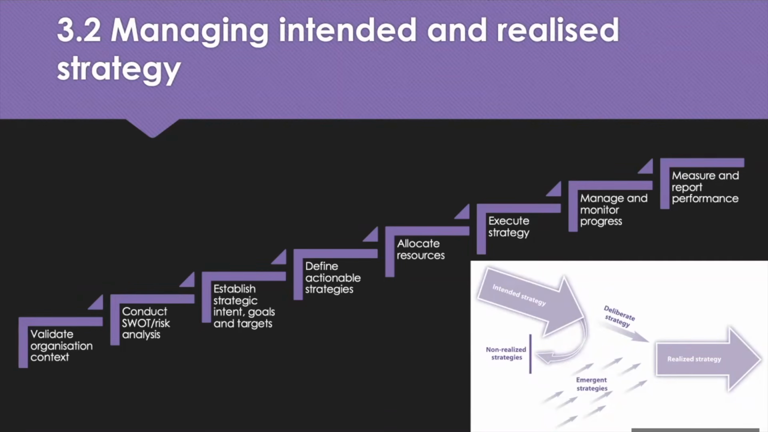Down on the bottom, you can actually see a sort of visualization of what happens with your intended strategy. So as the arrow's going down, you'll see that one coming back on itself. Occasionally you get some non-realized strategies that you intended because these emergent strategies are coming from a different direction. I mean, some of it's going to be deliberate, some of it's going to be emergent, but then your realized strategy is a combination of things that you intended and things that you didn't.